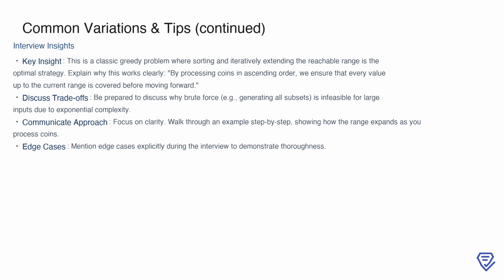Additionally, you should be ready to discuss the trade-offs of different approaches. For example, brute force methods, like generating all subsets of coins, are infeasible for large inputs because their exponential complexity becomes prohibitive. A better strategy is to focus on clarity. Walk through an example to show how the range expands step by step as each coin is processed. This demonstrates your understanding of the approach. Finally, don't forget to explicitly mention edge cases during the interview. This demonstrates thoroughness and shows the interviewer that you've thought carefully about all possible inputs, including edge scenarios like an empty array or very small datasets.